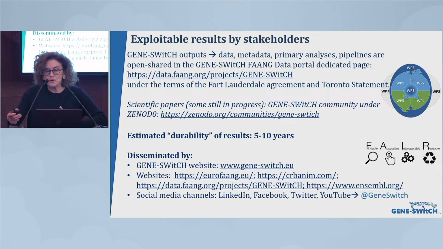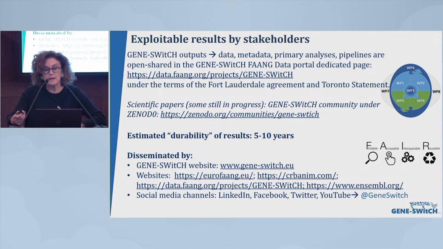And all GENE-SWitCH outputs have been really conceived, carried out and obtained in the context of FAIR processes: findable, accessible, interoperable, and reusable. And all these outputs are really available to the community in terms of data, metadata, primary analysis, and pipelines that are openly shared in the GENE-SWitCH portal, in the FAANG data portal, and in the dedicated page for GENE-SWitCH. And this data and metadata are under the terms of the Fort Lauderdale Agreement and Toronto Statement, that is actually the data policy of the FAANG action, that has been accepted and shared by all these projects.